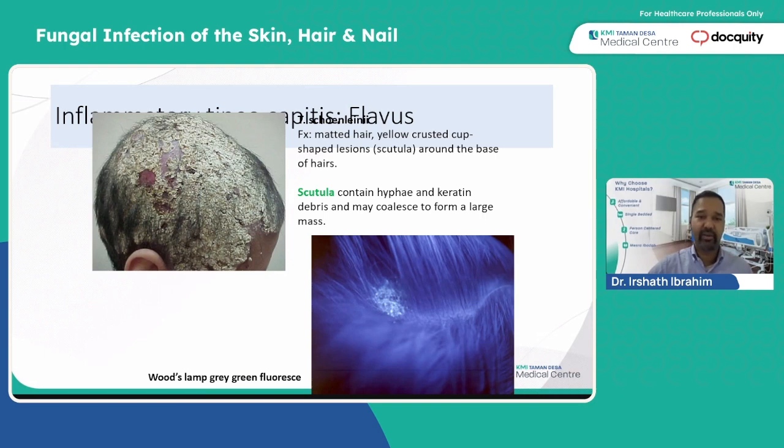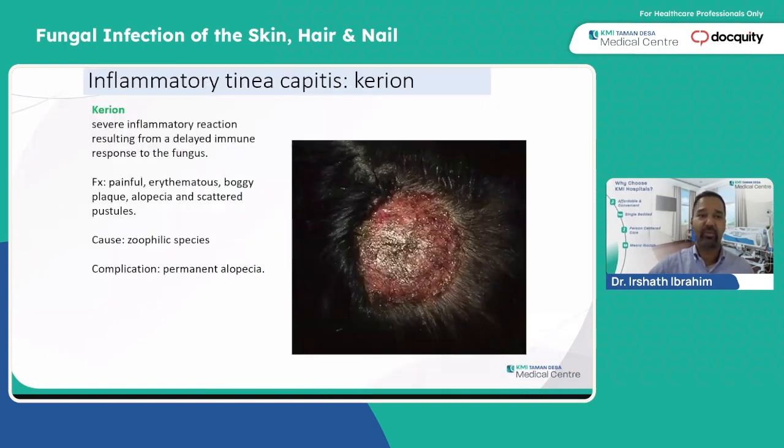And this is kerion. Kerion is a severe inflammatory reaction due to a delayed immune response. So it's painful, erythematous, boggy, with alopecia, and there are scattered pustules, typically of zoophilic species. This can result in permanent alopecia.